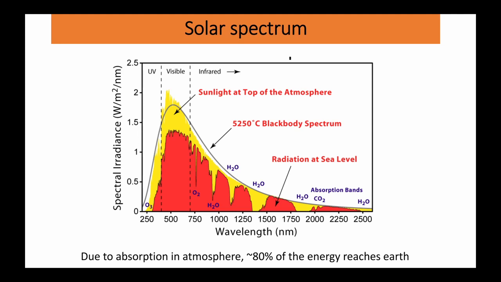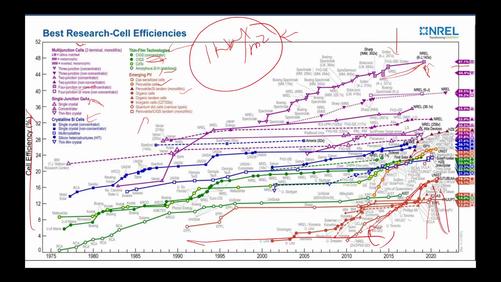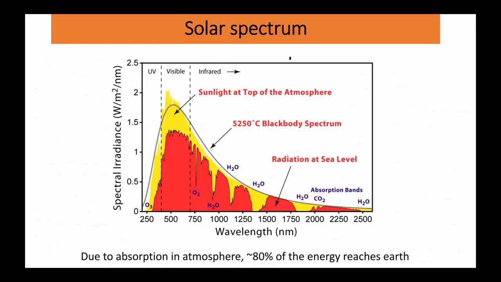Okay, so what is a solar cell? A solar cell converts light energy into electricity. So how does it convert light energy to electricity? It absorbs the solar light. Okay, so this is the solar spectrum. This is the intensity, or we can say the spectral irradiance of the solar light which is coming.